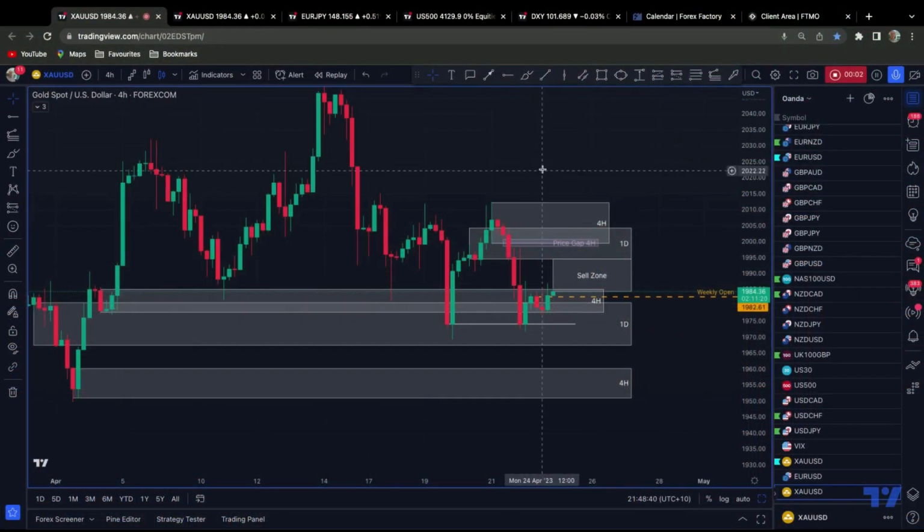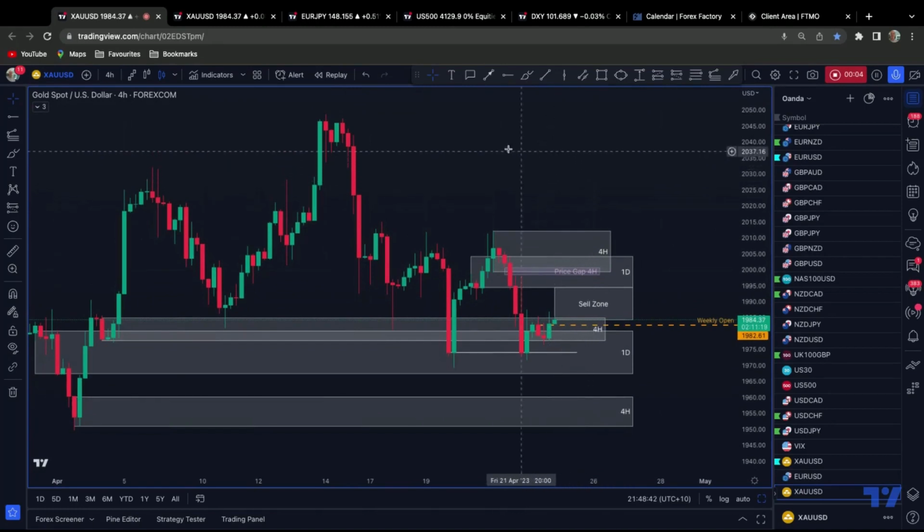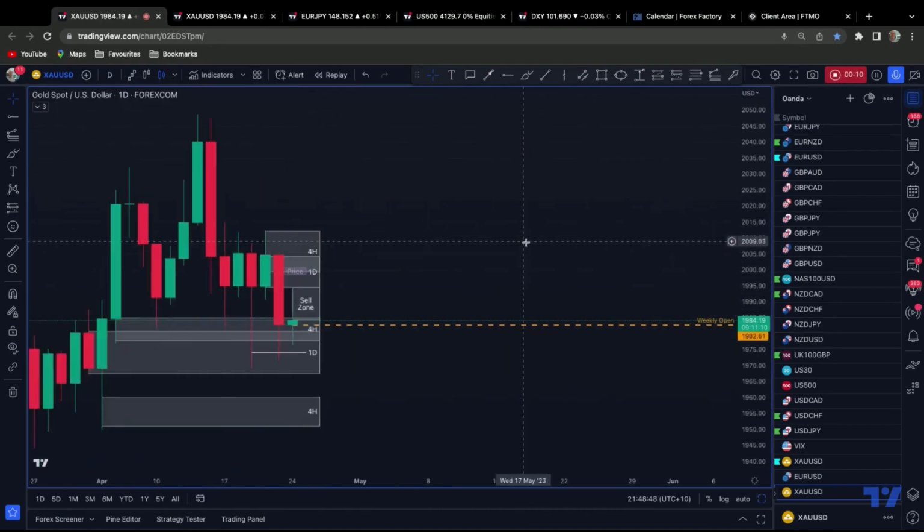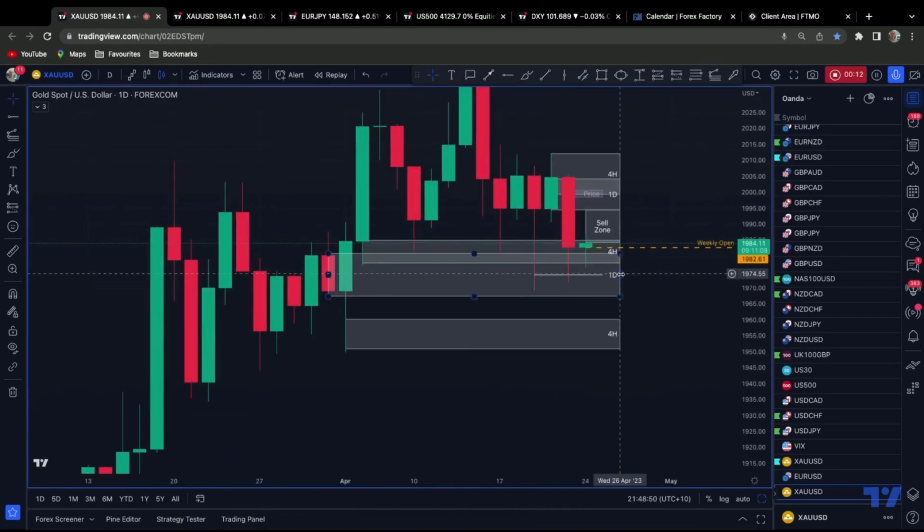Traders, Anthony here, looking at gold XAUUSD. Actually, I've got it open on a 4-hour. Let's go out to the daily and I'll show you what I've marked up, and then we'll do a quick top down. What I've done, I've just pulled this through.